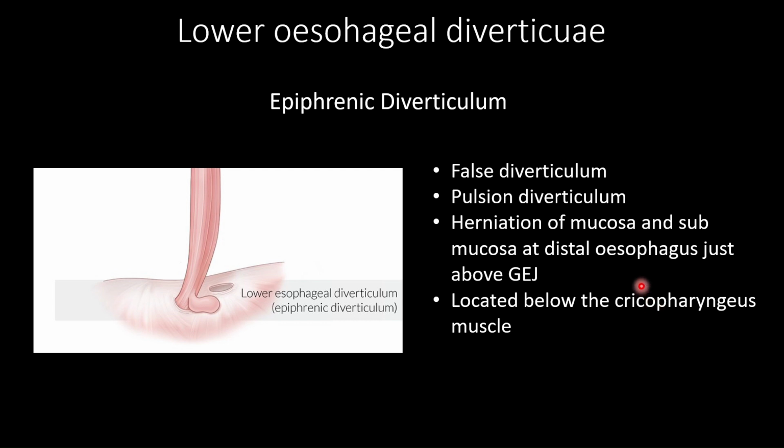Now, these are considered to be pulsion type of diverticulum thought to arise due to increased intraluminal pressure. Therefore, this has a strong association with esophageal dysmotility. Now, the diverticulum forms as submucosa and mucosa herniate focally through the muscularis propria.